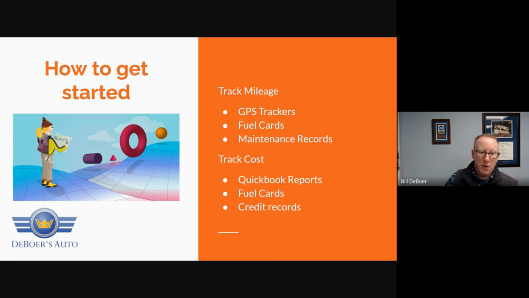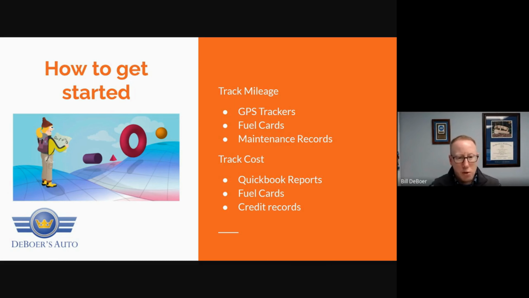So they could transpose numbers, they can double punch numbers. So it's not always the most accurate way to do it. And then the other way is obviously going back to your maintenance records and pulling out the maintenance records and seeing the mileages and the intervals that the repairs are being done at, and getting the mileage from there.